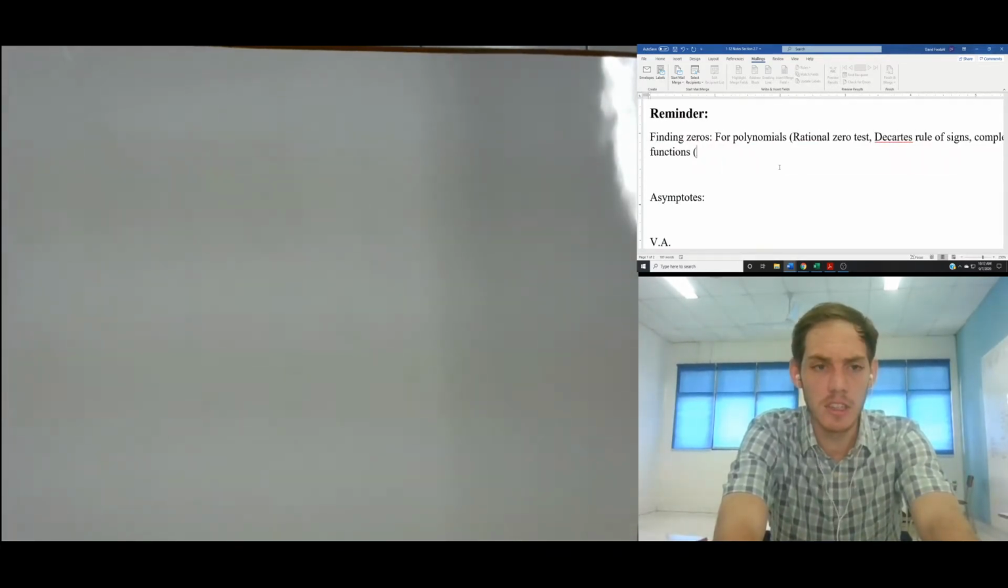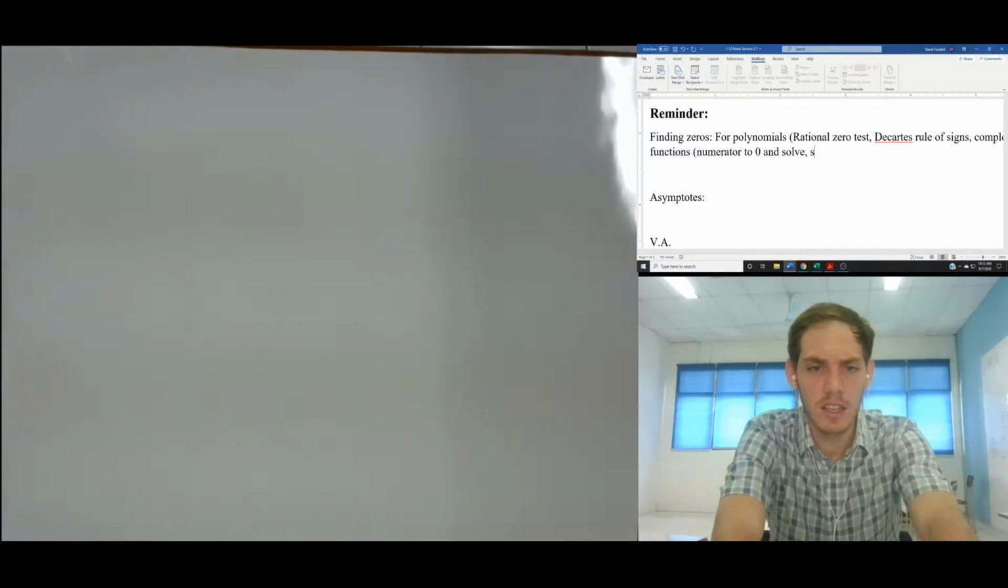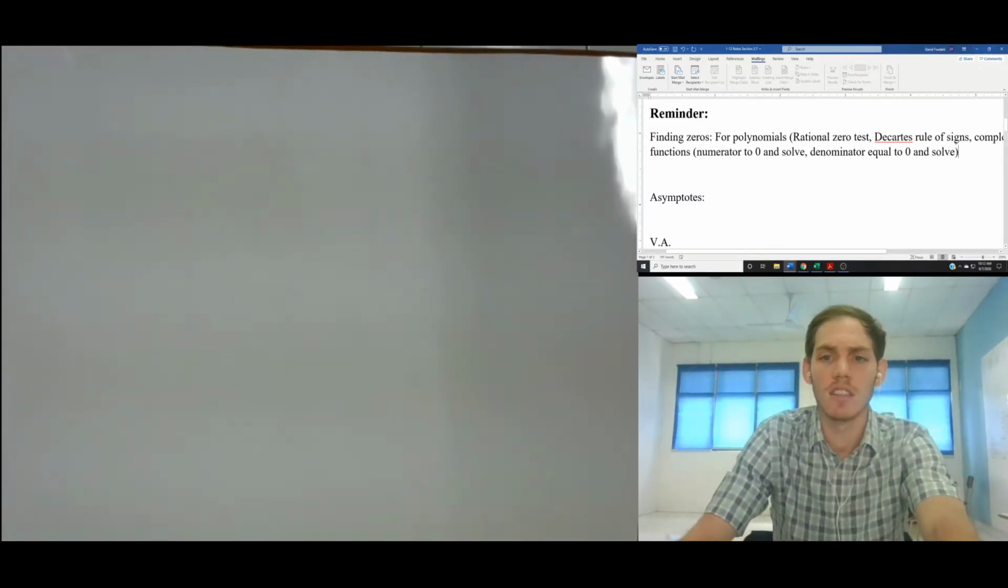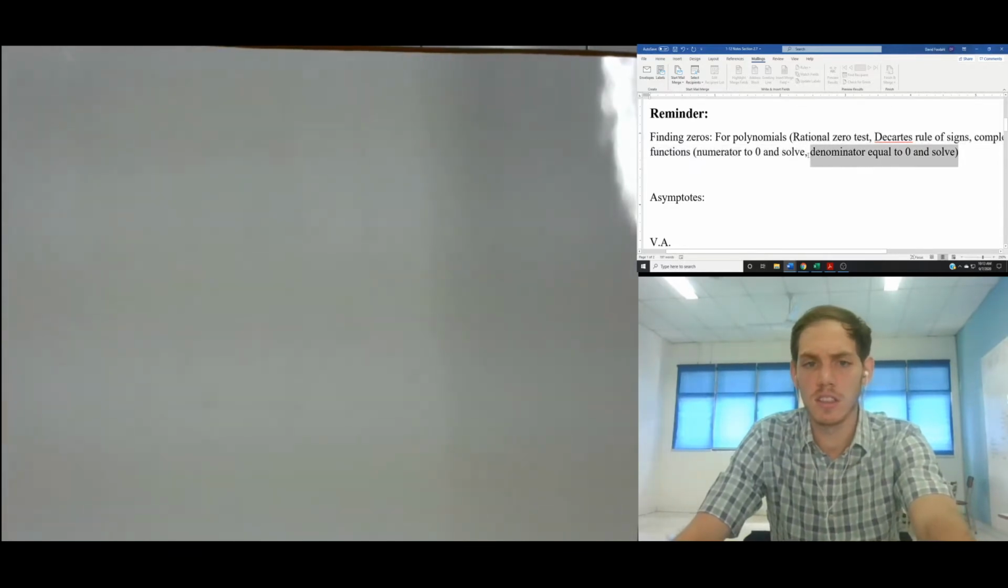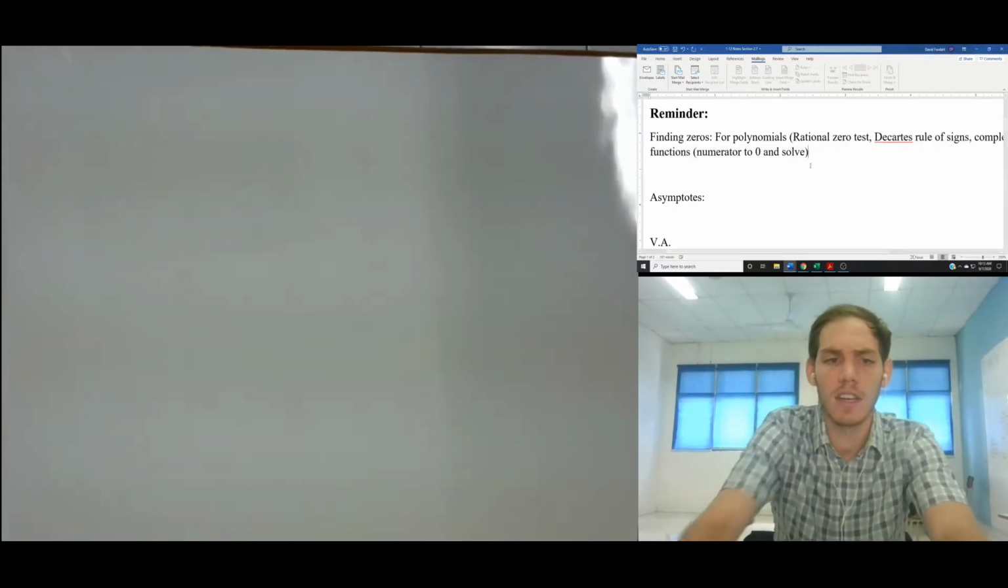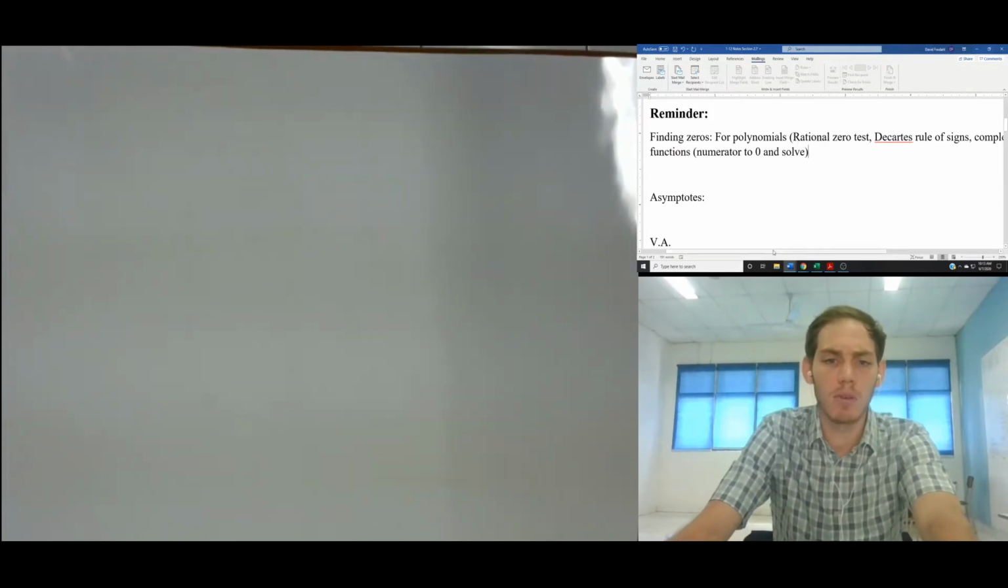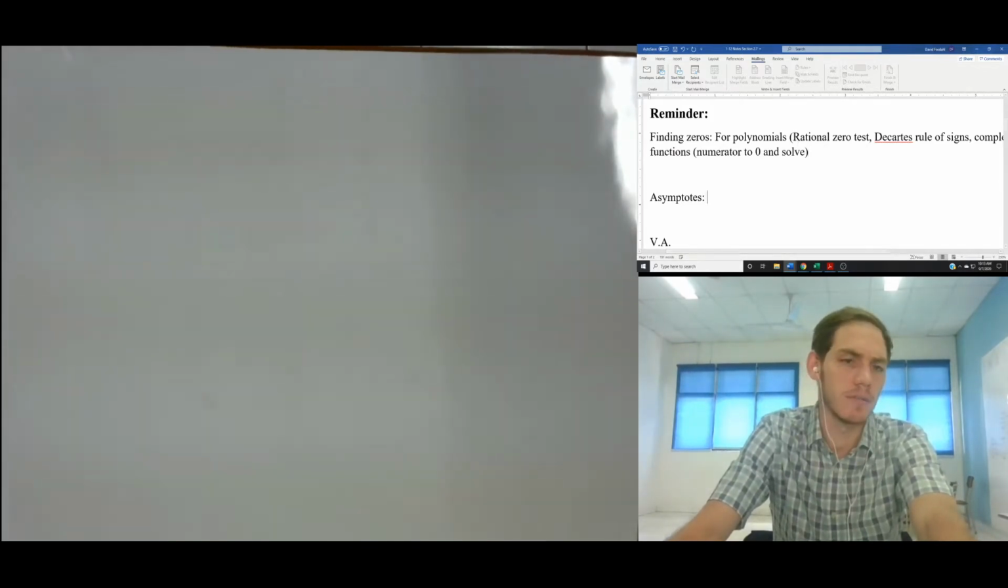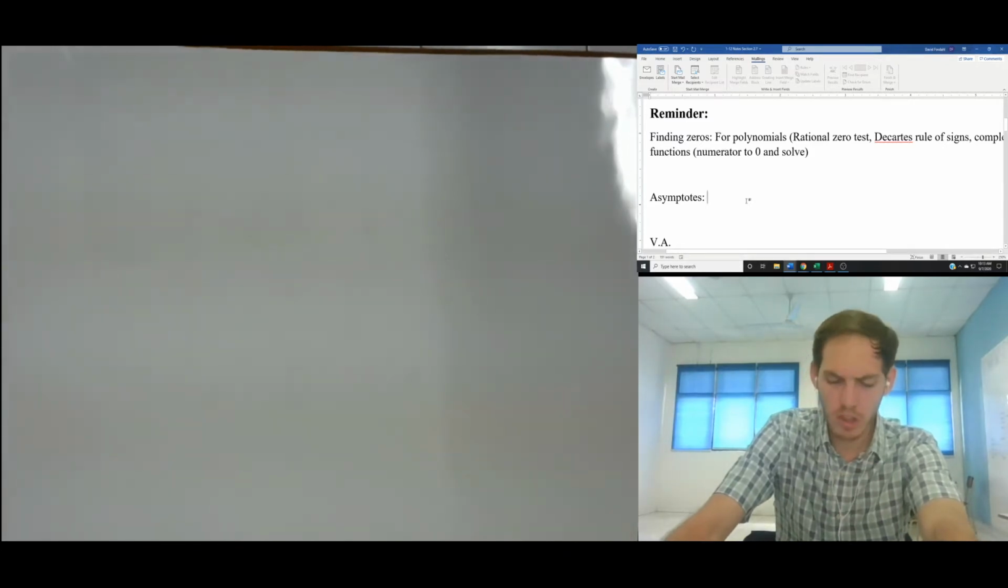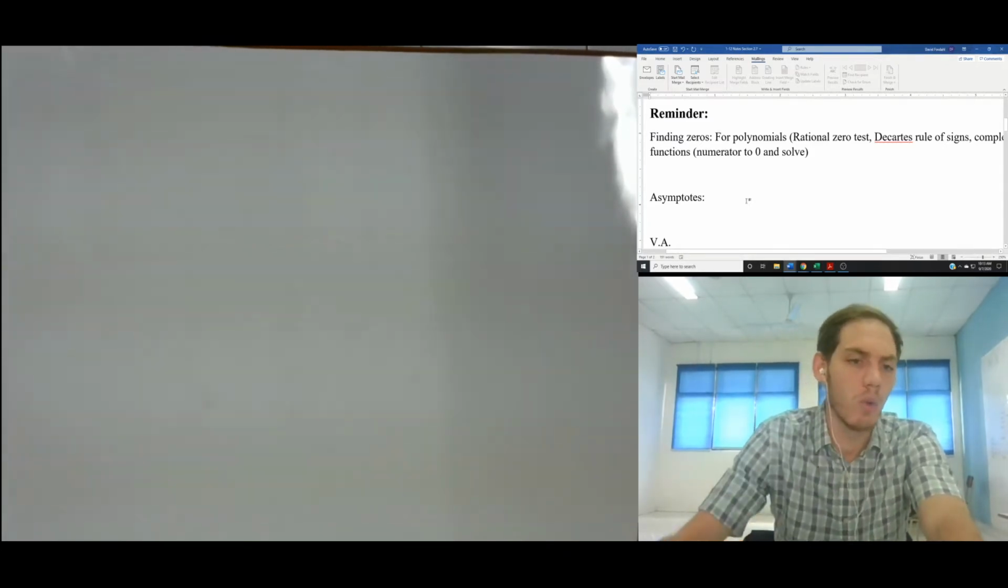Then for rational functions, you set the numerator equal to 0 and solve, and then the denominator equal to 0 and solve. Those are going to be our approaches for this. I am going to upload the full filled out one. So asymptotes are what we need to find.